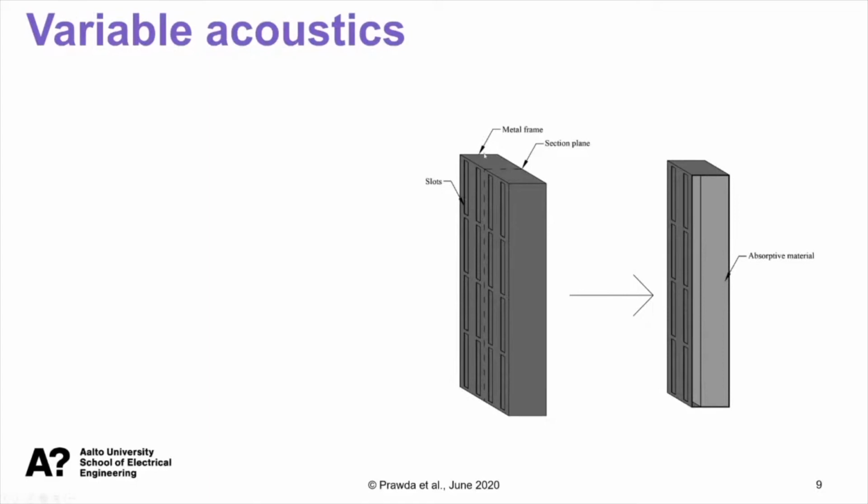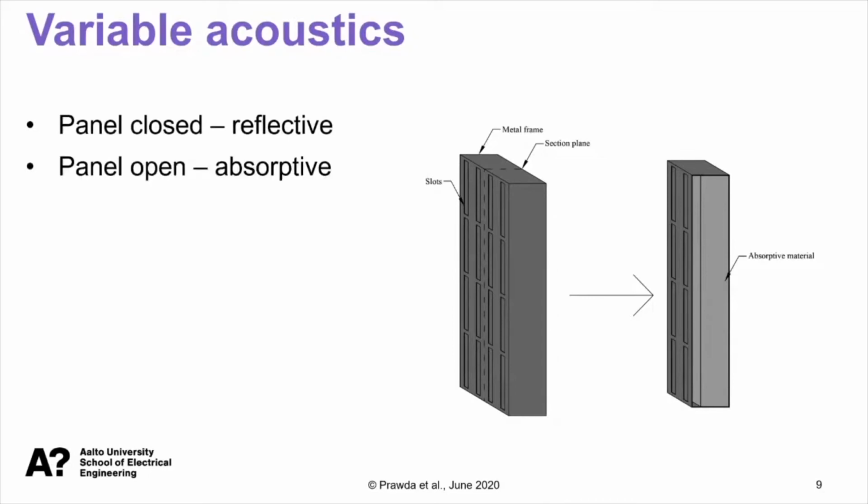They have a metal frame and slots cut out in the front surface. The slots can be closed and therefore the panel is reflective, or they can be open, so the sound can enter the panel where it is absorbed by the absorptive material.